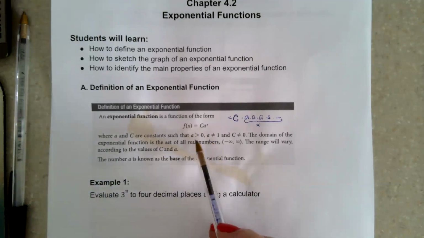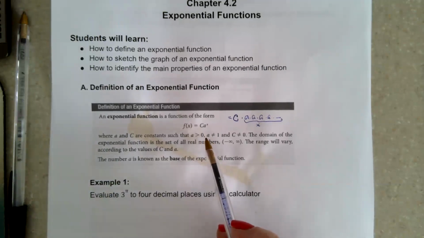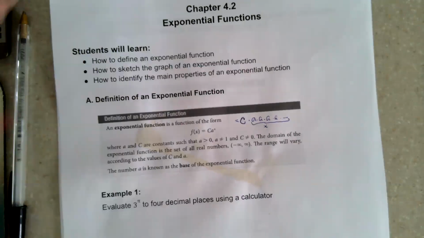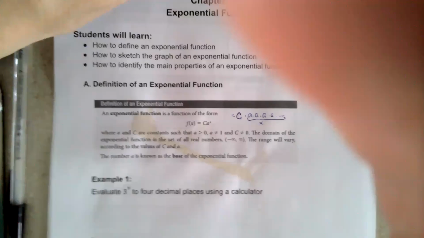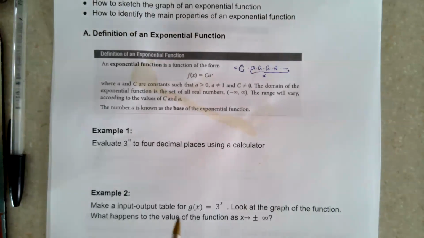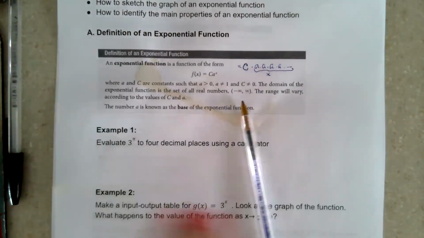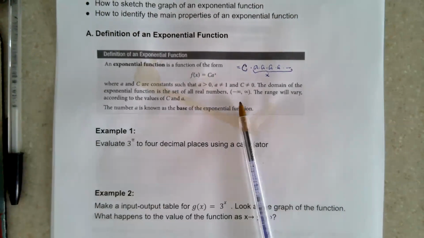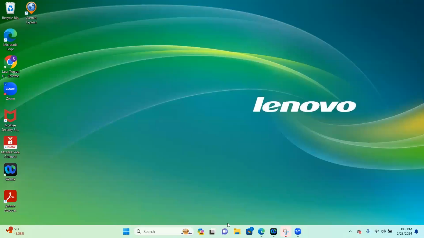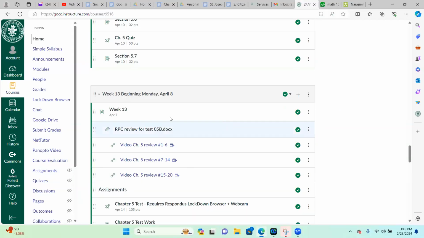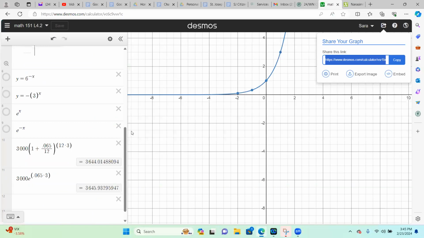Okay, so a just has to be greater than 0. It cannot equal 1. And like I said, c has to be not equal to 0. So it says, let's evaluate 3 to the pi to 4 decimal places using a calculator. So we're just going to go and look at example 1 and 2 in Desmos quickly. This lesson is really mainly looking at just the basic parts of this function.